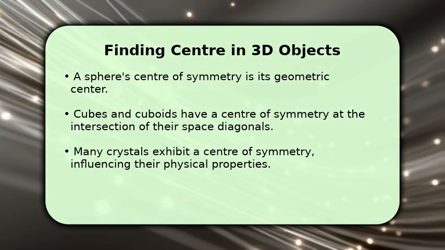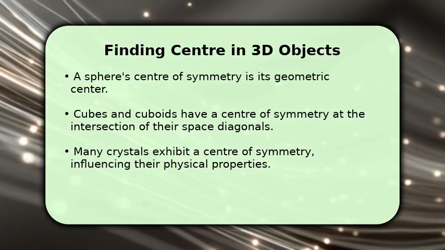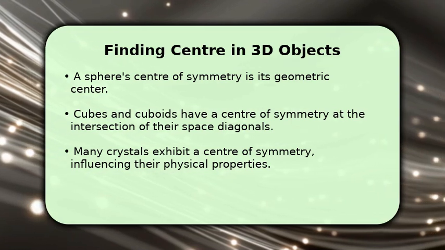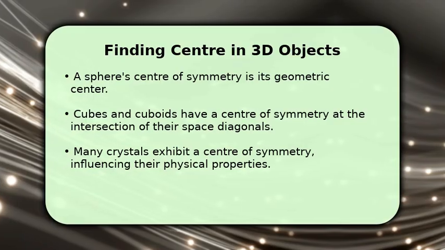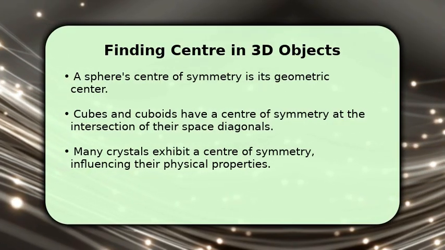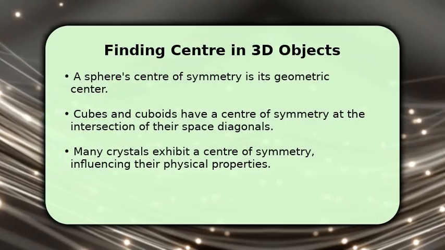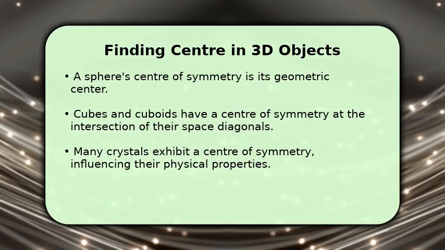For a sphere, its center of symmetry is its exact geometric center. In the case of cubes and cuboids, you can locate this point by finding the intersection of their space diagonals, which connect opposite vertices. This central point is crucial for understanding the object's overall balance and how its parts relate to each other through inversion.